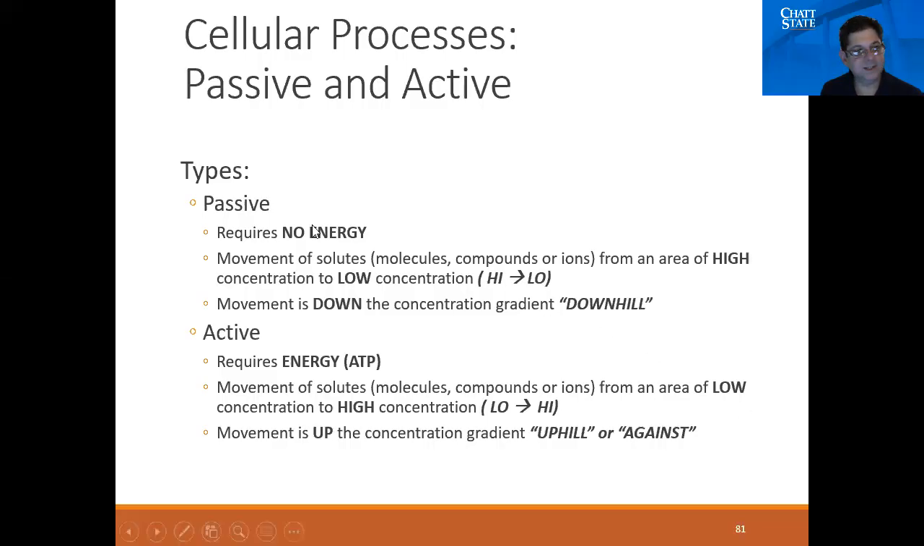Hopefully y'all are getting that because it's same old thing in lecture. It really is. So we go uphill or against the stream, against the gradient for active, low to high, whereas passive is high to low. And this has to do with the concentration of anything, water or solute. So by the way, know these keywords, okay? No energy, downhill, link that together. High to low, link all those together. No energy, high to low, downhill.